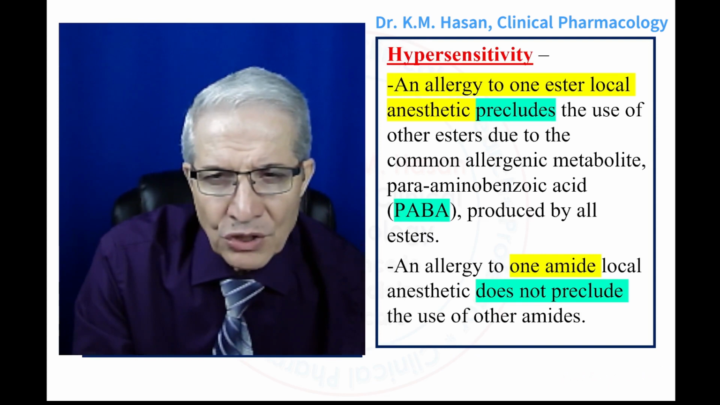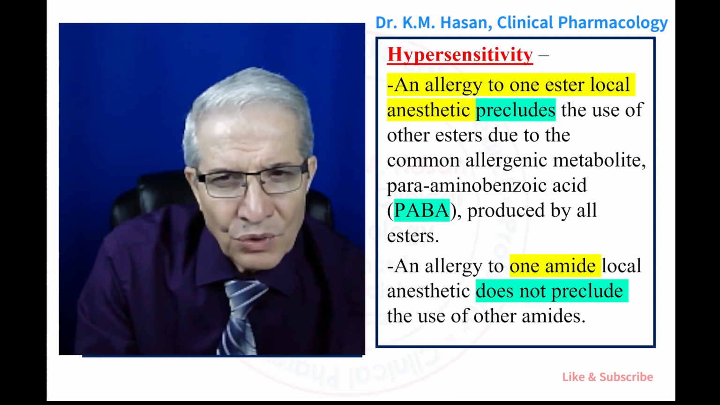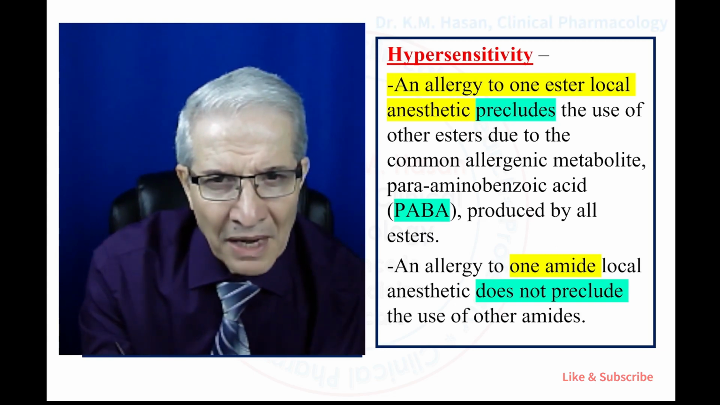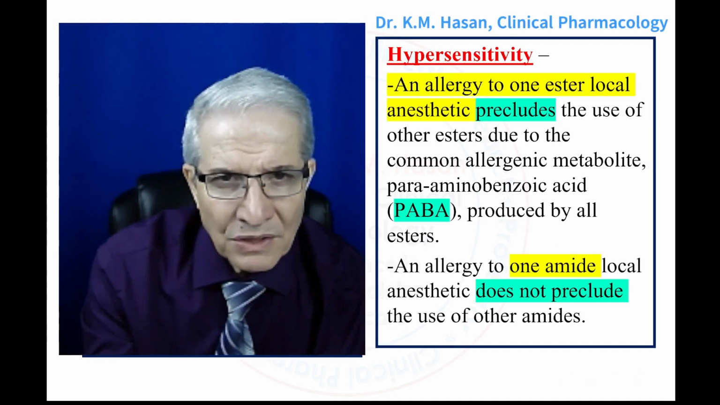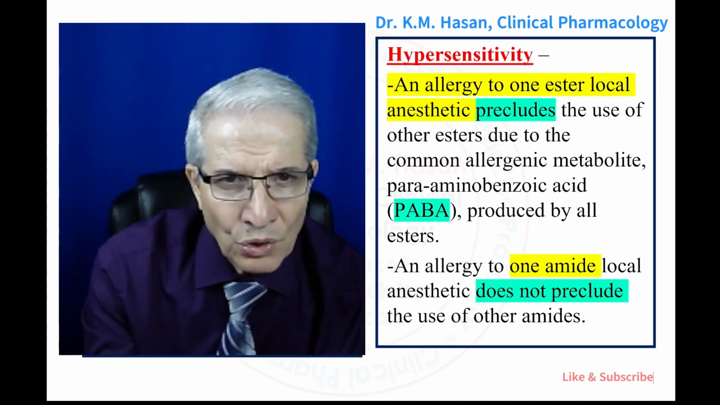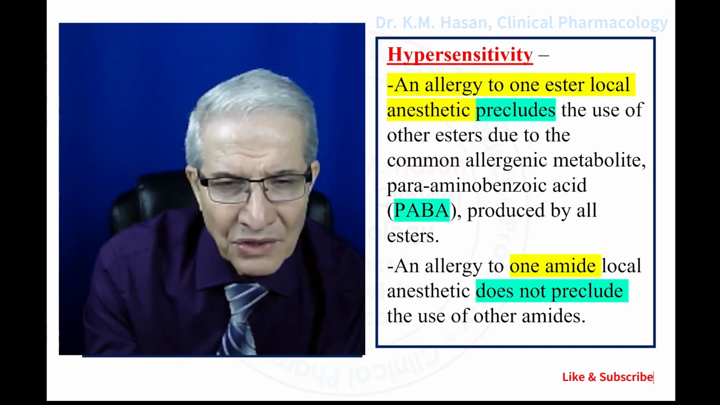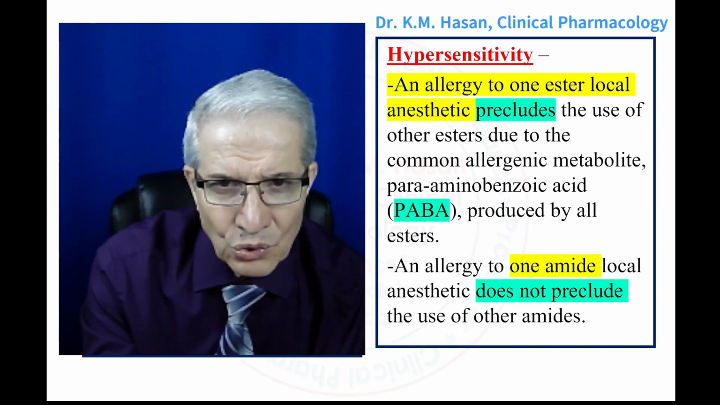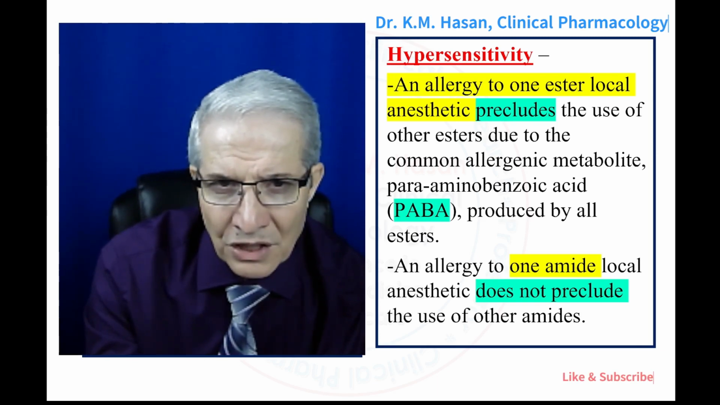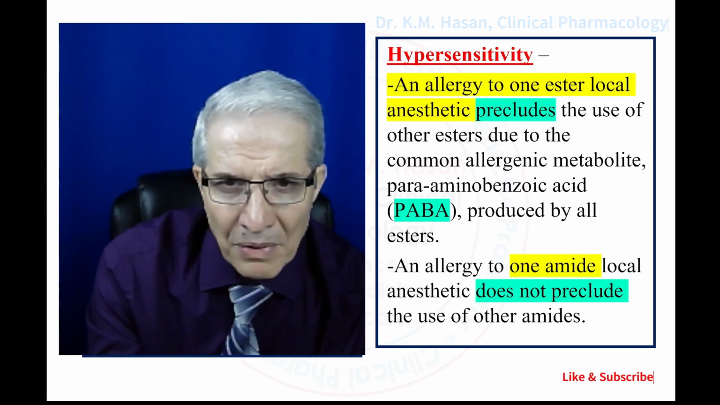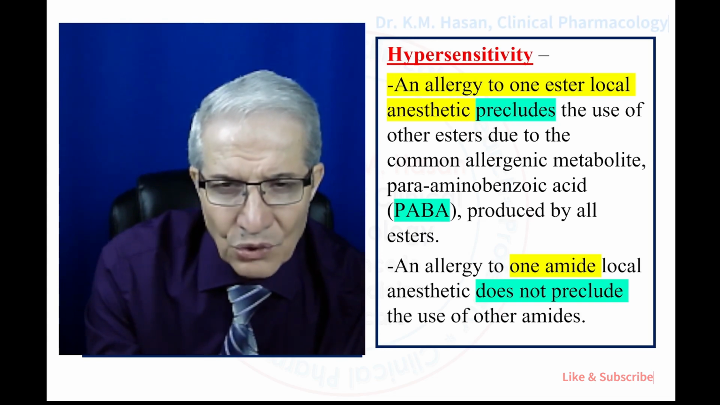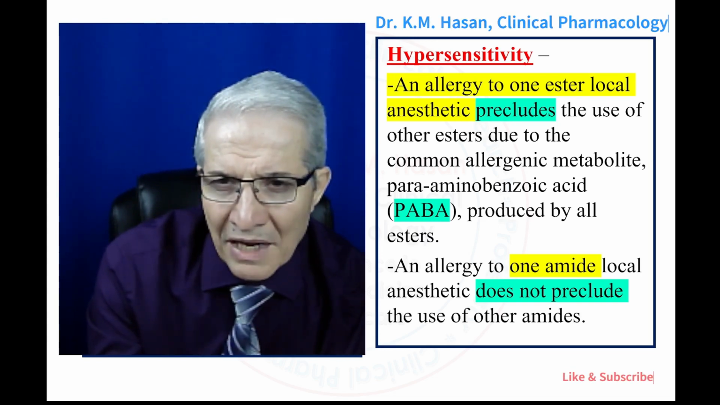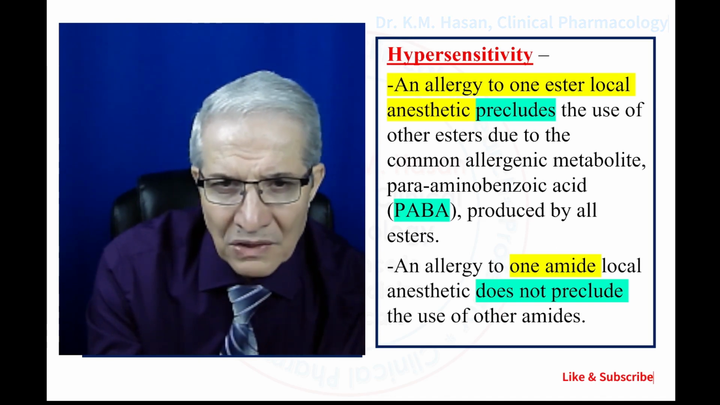An important issue to take into consideration when you use local anesthetic is that, as we mentioned, we have amides and esters. If the patient suffers from an allergy to one ester local anesthetic, this precludes the use of all other esters due to the common allergen metabolite called para-aminobenzoic acid. So if the patient is allergic to one ester, we need to avoid all esters from the local anesthetics.